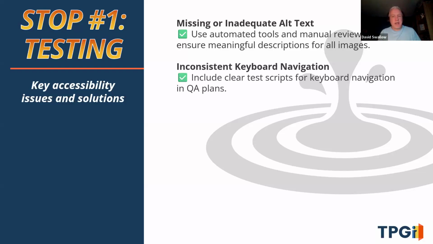Inconsistent keyboard navigation. Testers may notice gaps in keyboard navigation if they know to look for them, but without specific accessibility test cases, these gaps might be missed. So then the ripple effect of that is that broken navigation persists and impacts users relying on keyboards. So what should happen is that there should be clear test scripts for keyboard navigation that are included in QA plans.